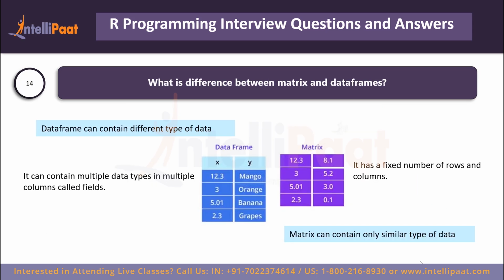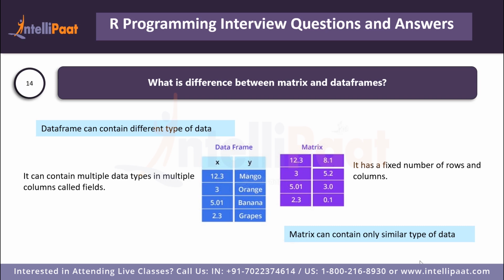What is the difference between matrix and data frame? So data frame can contain different types of data. As you can see in the table, there are X and Y columns in this data frame, and X consists of the values 12.3, 3, 5.01, 2.3, and Y consists of mango, orange, banana and grapes. So it can contain multiple data types in multiple columns called fields. So these are called fields.